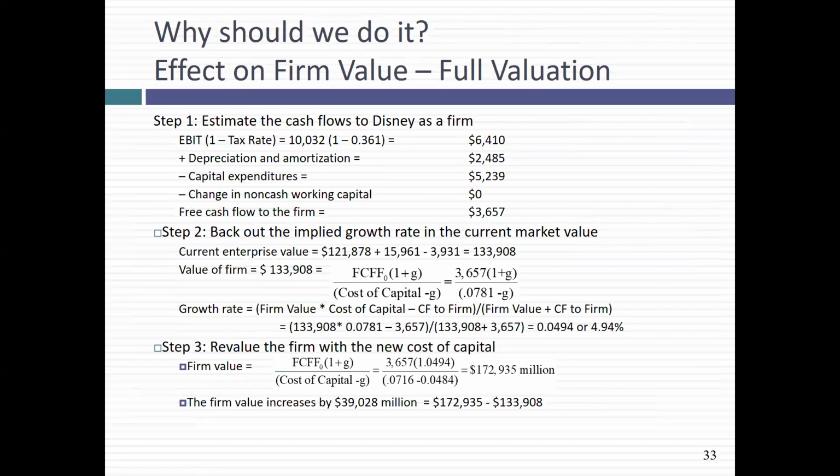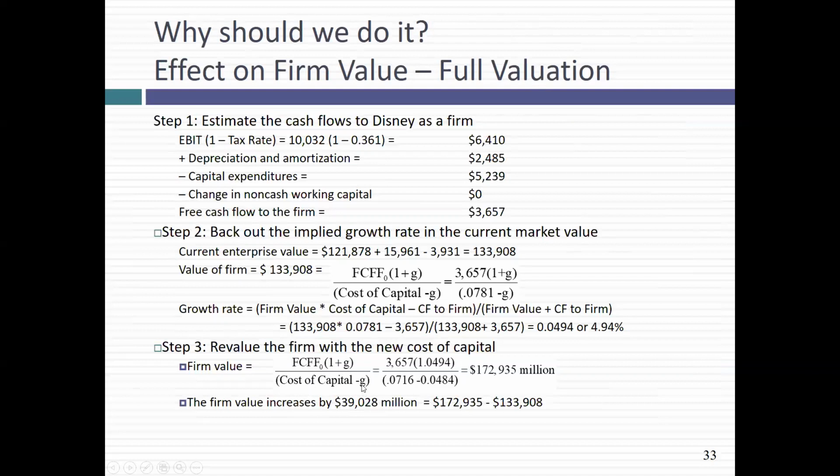So why should we do it? We want to figure out what is the increase in firm value due to changing the debt level. And we're going to do it under two different methods, and they're actually going to give us different numbers. So the first method, I'm going to call the full valuation method. Because what I'm doing is I'm going to figure out the full value based on a net present value calculation, right? So I'm going to estimate the free cash flow to the firm at time 0 multiplied by 1 plus g, and then divided by r minus g.